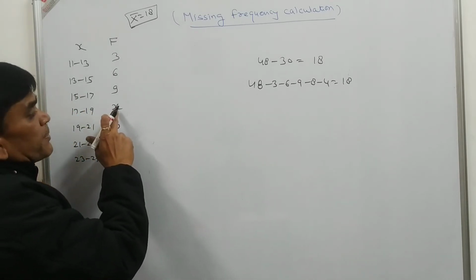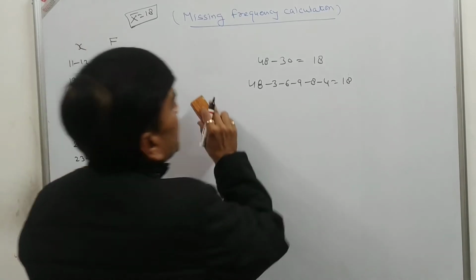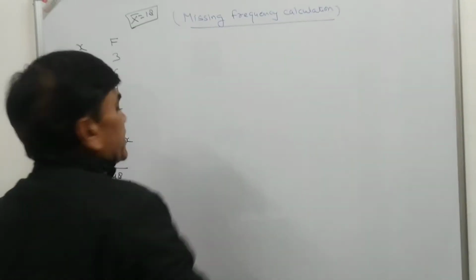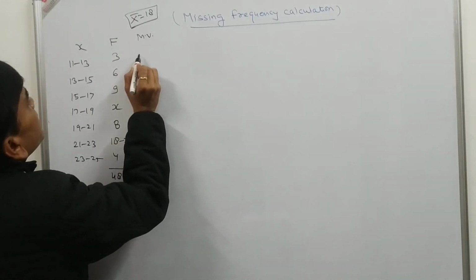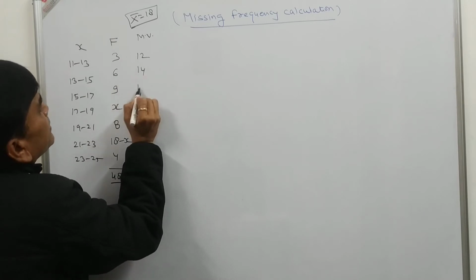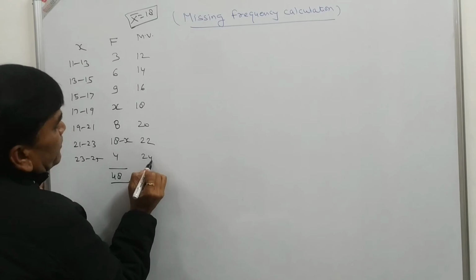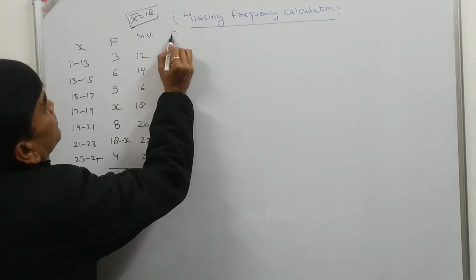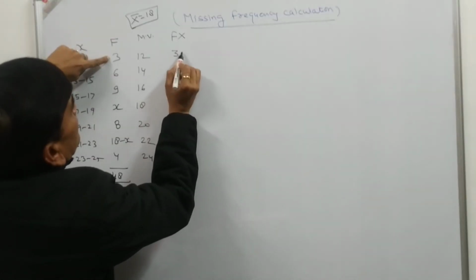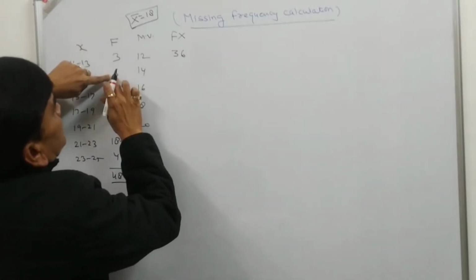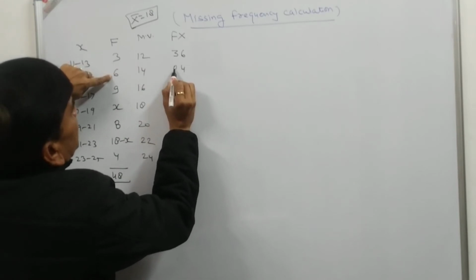So I am keeping the first one x, the second one 18 minus x. So first we have done, these are the two missing frequencies. Now we will have the mid values, the same mid values as over there: 12, 14, 16, 18, 20, 22, 24. And multiply f times x: 6 times 14, that is 84.